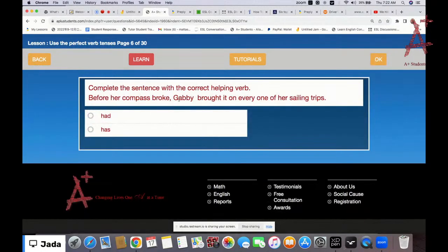All right, so let's do this last one together before we move on to the next lesson, okay? Before her compass broke, Gabby brought it on every one of her sailing trips. So now, one answer for this one, and then we will move on to the next lesson. Okay, let's see what the answer is going to be for this one.